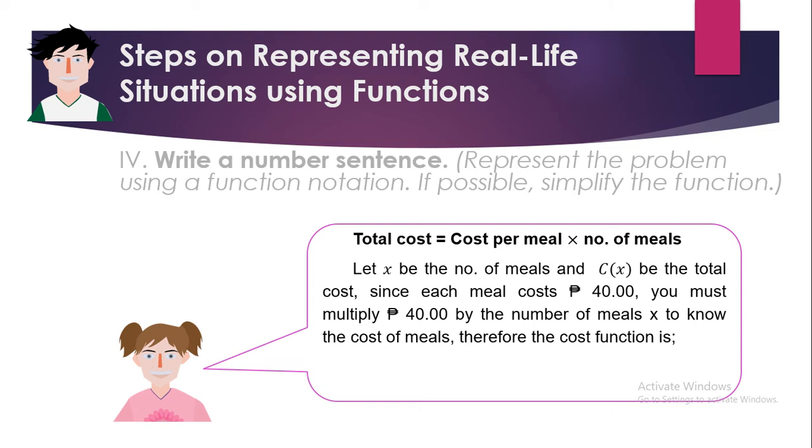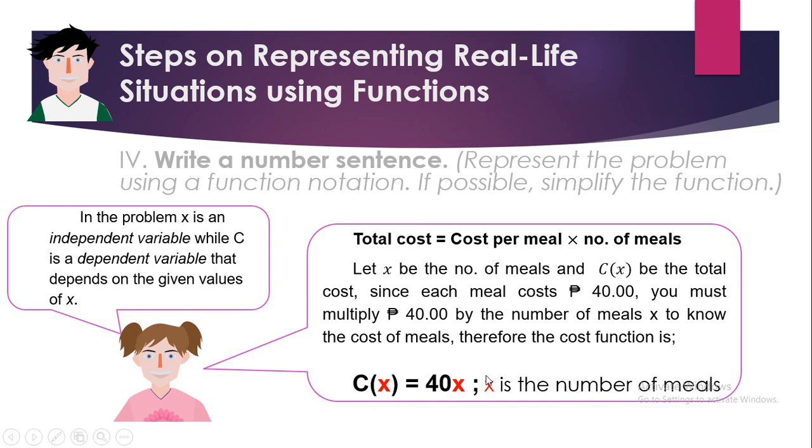So we will let X be the number of meals and C of X be the total cost. Since each meal costs 40 pesos, you must multiply 40 by the number of meals, which is X, to know the cost of meals. Therefore, the cost function is C of X, which is the total cost, equals 40X, wherein X is the number of meals. So in this problem, X is an independent variable, while C is a dependent variable that depends on whatever the given values of X. So in example number 1, the representation of the problem using function notation is C of X is equal to 40X.